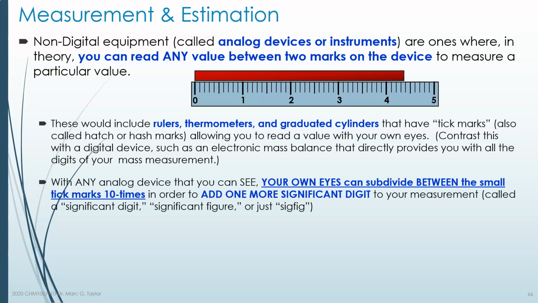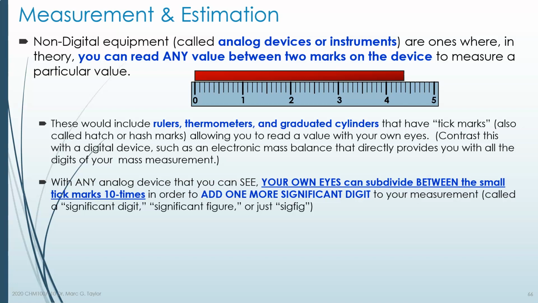So with any analog device that you can see with your own eyes, you can subdivide between any two tick marks into 10 individual pieces. In other words, you can divide it up tenfold. So if you look here at the ruler shown above, you see that the red line is between 4.3 on the tick marks and 4.4. And you, with your own eyes, can decide another decimal place, one more significant digit to the measurement, also referred to as significant figures, or sig figs for short. You can even see it abbreviated as SF occasionally.